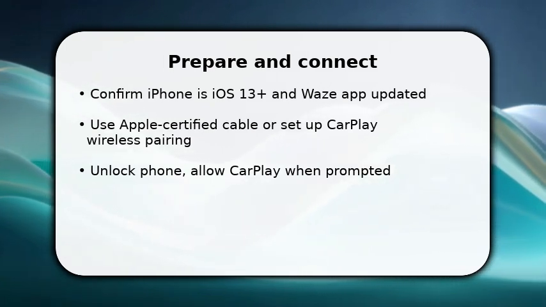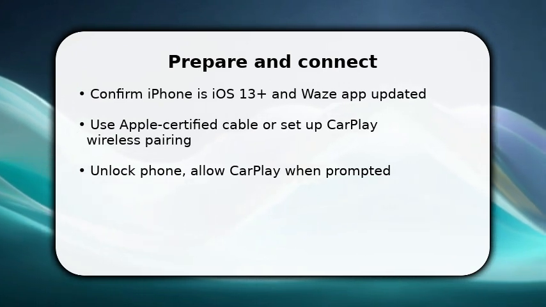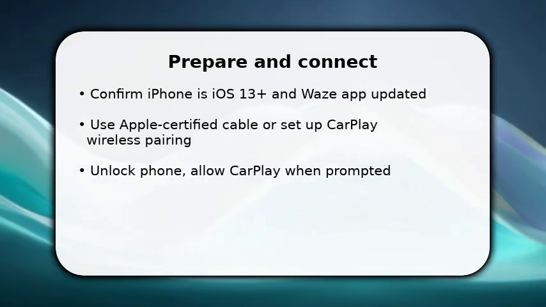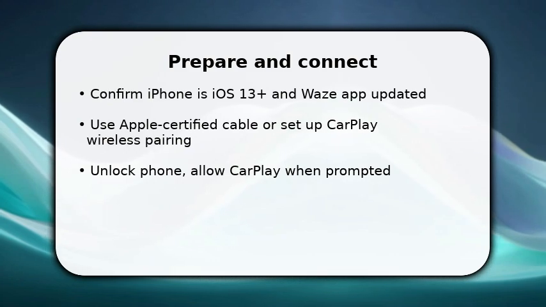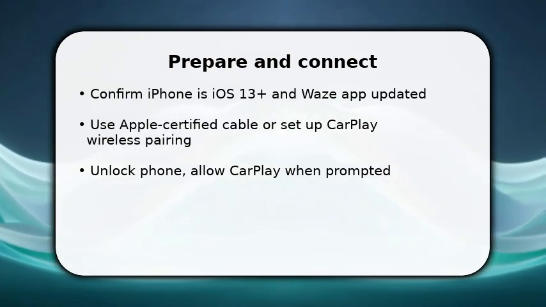Once connected, look for the Waze icon on the CarPlay home screen. If you don't see it, swipe through app pages. Make sure Waze has location and background permissions on the phone so routes load instantly when you tap the app.